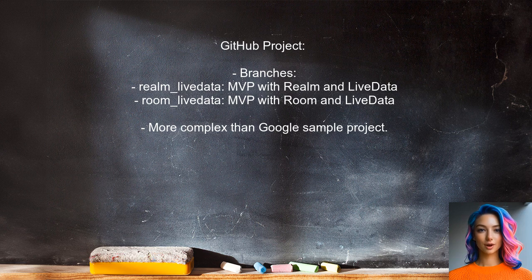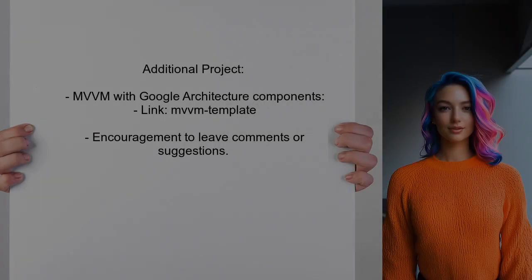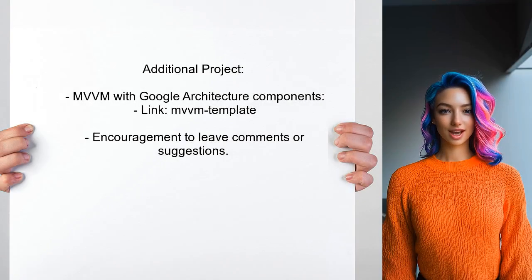They mention that their project is more complex than the Google sample, incorporating Dagger 2, RxAndroid, Retrofit, and JSON. Additionally, they created a separate project using MVVM with Google architecture components, Realm, Dagger 2, and Live Data. They encourage viewers to check out their projects and leave comments or suggestions.